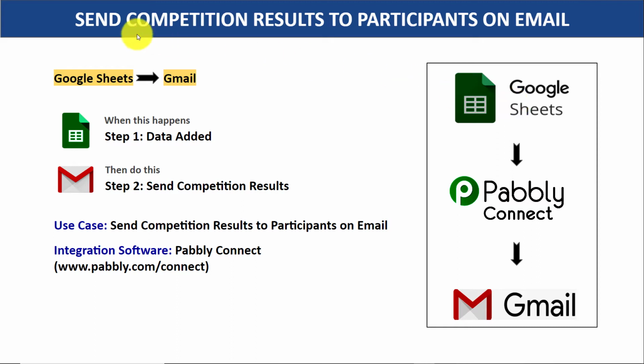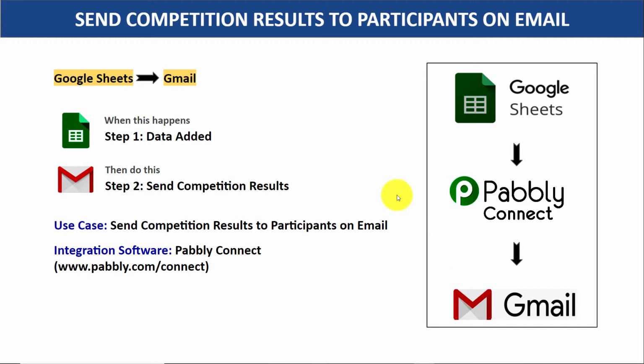Hello everyone. In this video we will learn how to send competition results to participants by email. Imagine you are conducting a story writing competition. You have the name, email and rank of each participant in your Google Sheets, and you want to send an email to each participant to notify them about their rank.